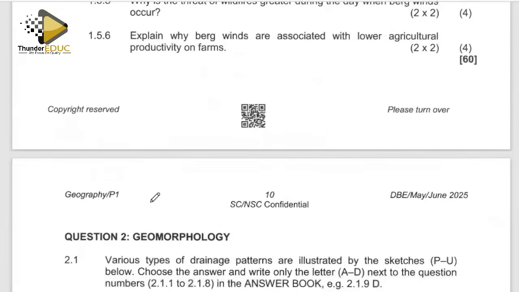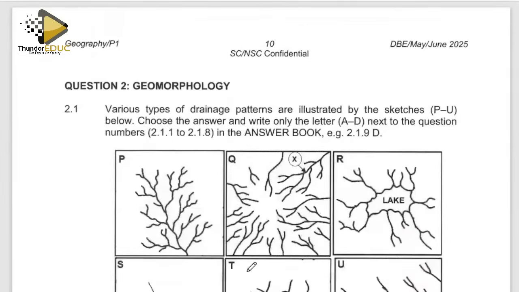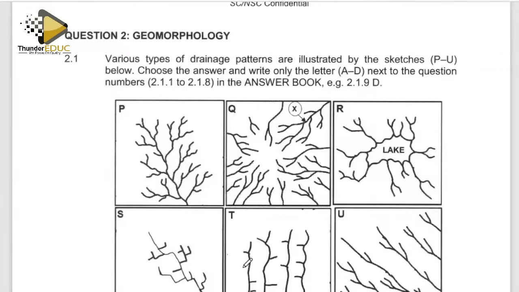We're moving on to question number 2, which is a question on geomorphology. This question is based on drainage patterns. We have patterns P, Q, R, S, T, U. I'll just try to summarize the drainage patterns before we move on to the questions. This pattern, as you are seeing it, resembles a tree and its branches. This is called dendritic.